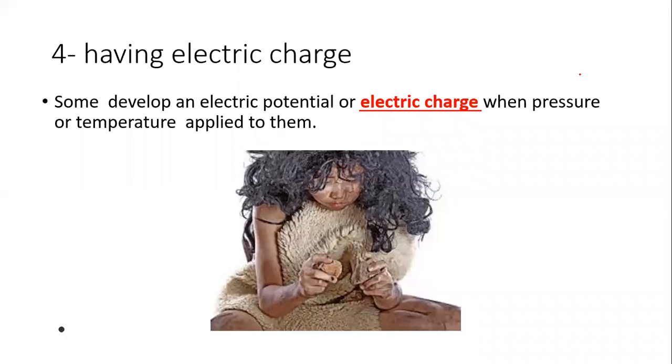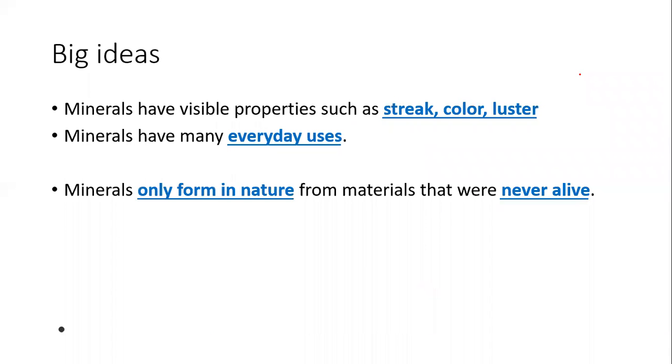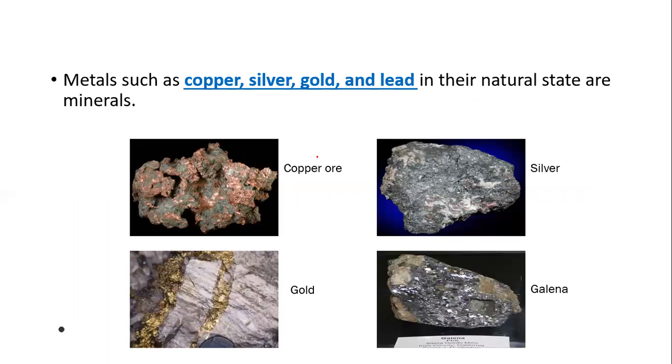So the big idea of this lesson, guys, is to know that minerals have visible properties like streak, color, and luster. We can find them everywhere, but most of the time we don't know. They are naturally made, not man-made. They are made from things that used to be alive one day. They will end. They are not renewable. That's right. And we use them almost every day.